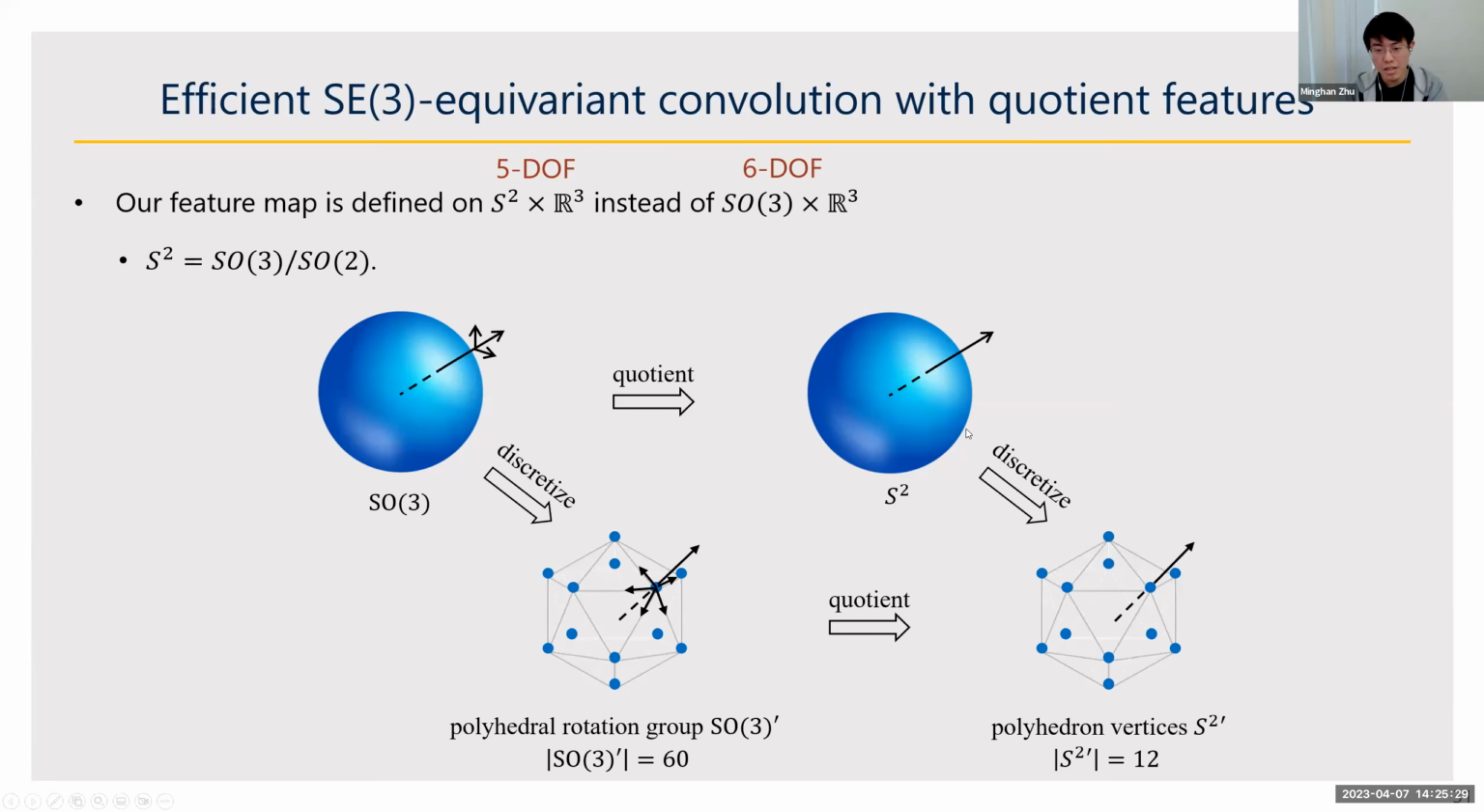And the quotient space, which is the sphere, is now just the vertices of this polyhedron. For the icosahedron, there are 12 vertices on this shape. So you can see that this quotient operation will take the discretized SO3 group from 60 elements to 12 elements, which represent the 12 vertices on the polyhedron. This is why this strategy can help us save computation.